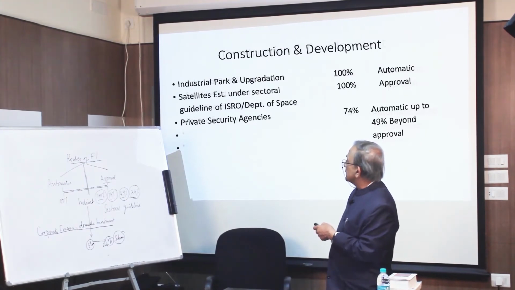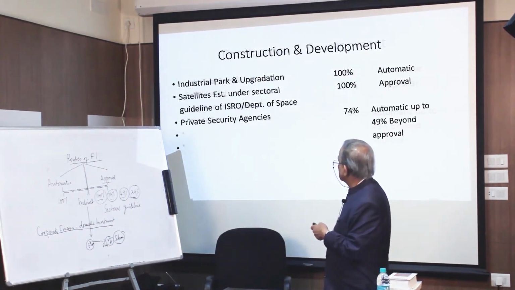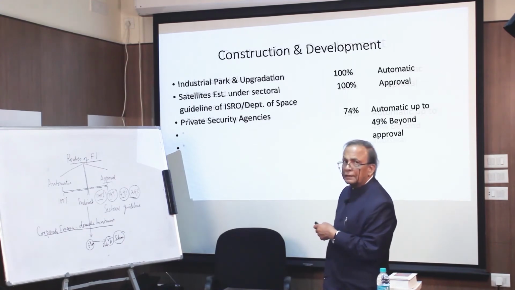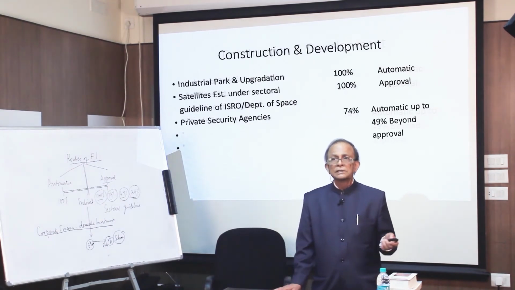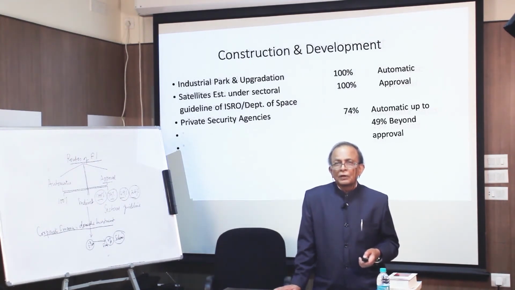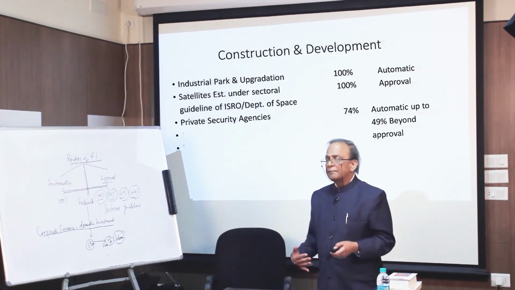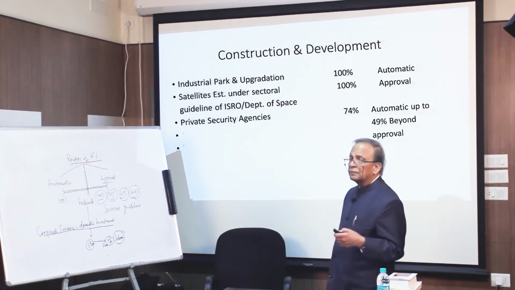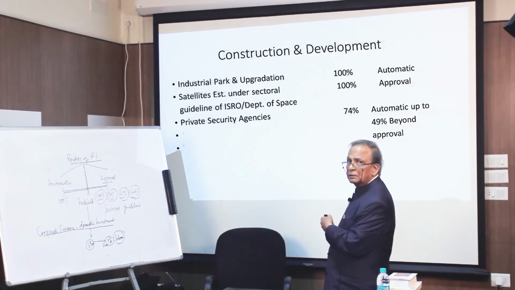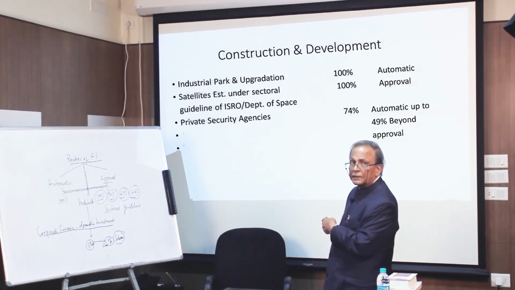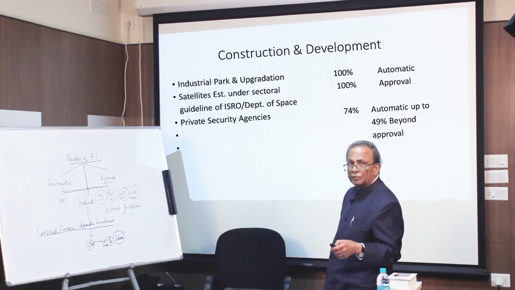Industrial satellite establishment is a 100% automatic route. It only has to follow the guidelines of ISRO. Private security agencies: now private security agencies are plenty, so foreign funds may be necessary even for having a private security agency. I can manage a private security agency with 26% of my own, but 74% can come from outside. Even though 74% can come from outside, only 49% is automatic route. So 49% can come under the automatic route.